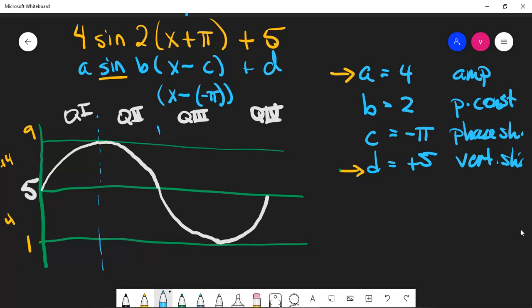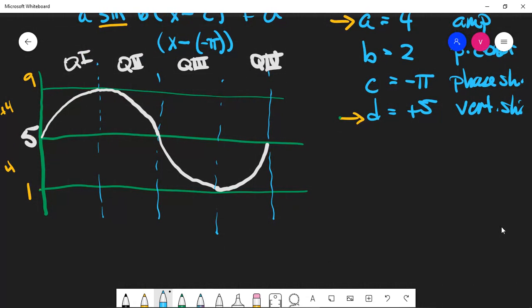So we have 1 quadrant, 2 quadrants, 3 quadrants. Do you see the pieces of the circle? I hope you're seeing the pieces of the circle. Okay. All right. Now we can do the phase shift, which is this left and right direction. So the whole entire wave is starting at negative pi.